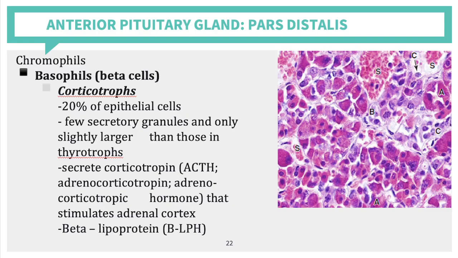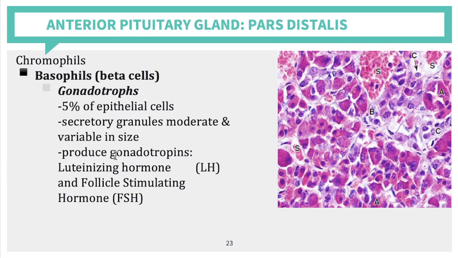Next, we have your corticotropes. Corticotropes are 20% of your epithelial cells. They have a few secretory granules, only slightly larger than those in your thyrotropes. So again, they secrete corticotropin, ACTH, adrenocorticotropin, or your adrenocorticotropic hormone. These are just the same. It will now stimulate your adrenal cortex and also produces your beta lipoprotein. Okay? Just remember, corticotropes, beta cells, basophils.